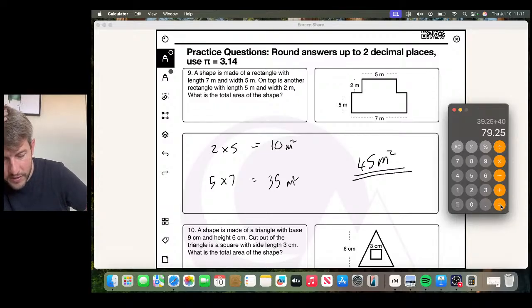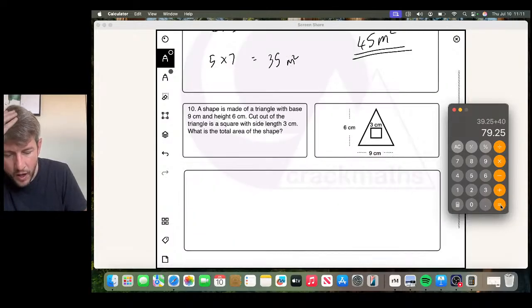Right, question 10. This one is interesting. It says a shape is made of a triangle with base 9 centimeters and height 6 centimeters. Cut out of the triangle is a square with side length 3 centimeters. What is the total area of the shape?